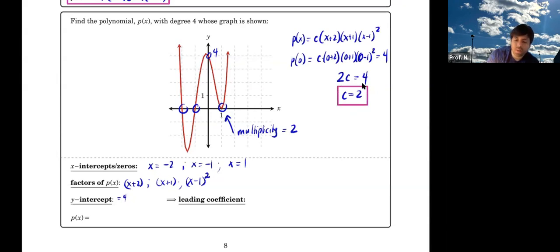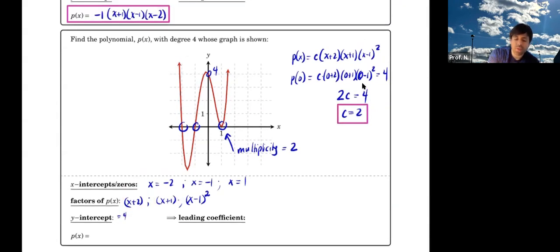The multiplicities are odd. These are 1. The point is that this has a degree of 4, so these have to add up to 4. So 2 plus 1 plus 1, they add up to 4.